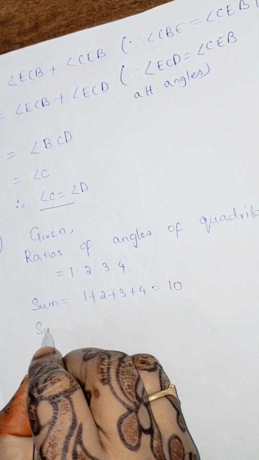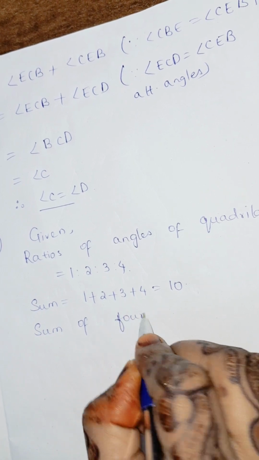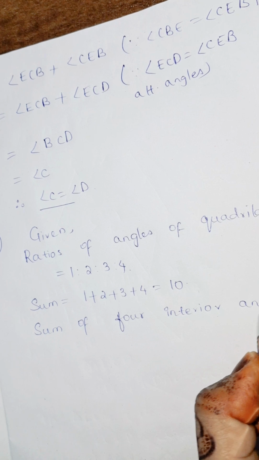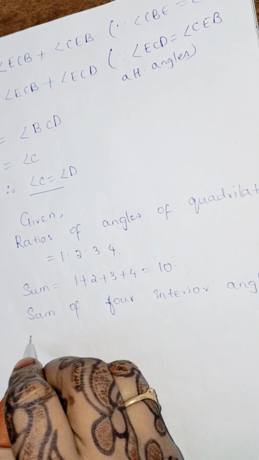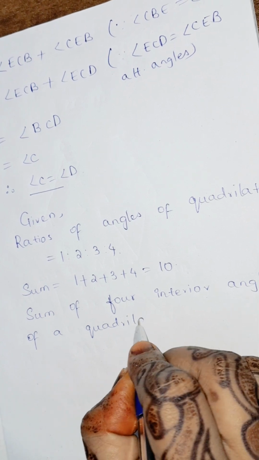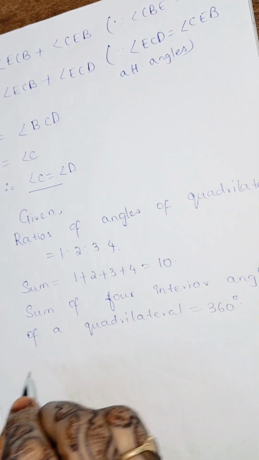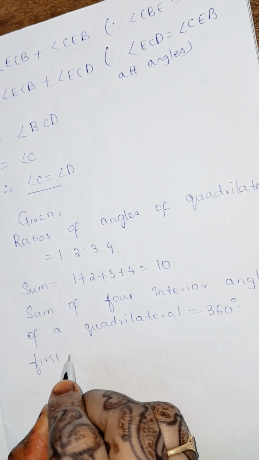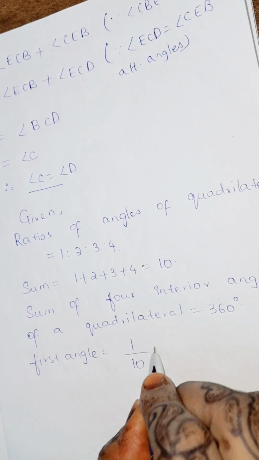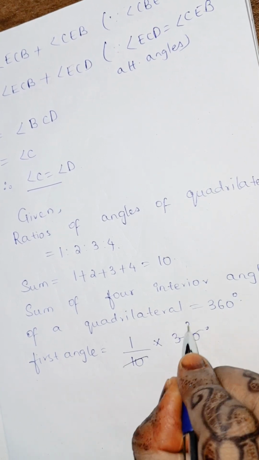And also the sum of the 4 interior angles of a quadrilateral is equal to how much? 360 degrees. Okay. So the first angle will be how much? The first angle will be equal to 1 by how many total number of parts? 10. And the total angle is how much? 360. Right. So 10 ones are 10, 36 are.